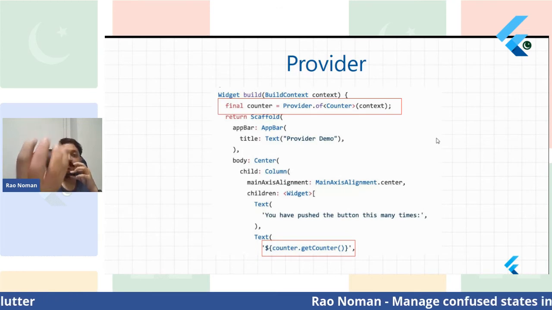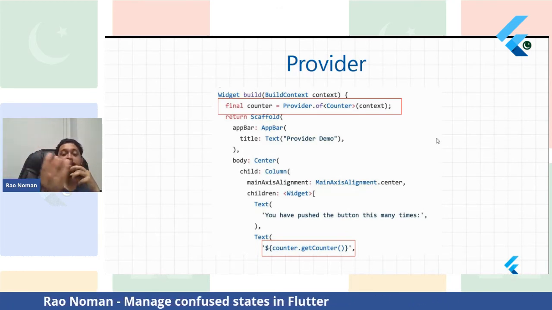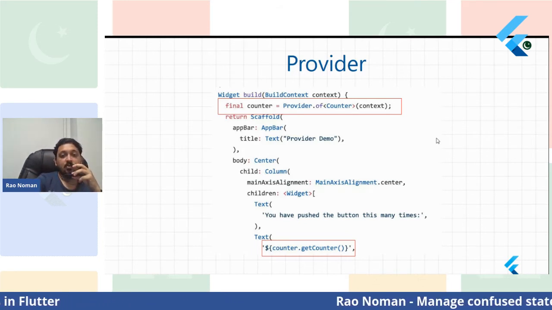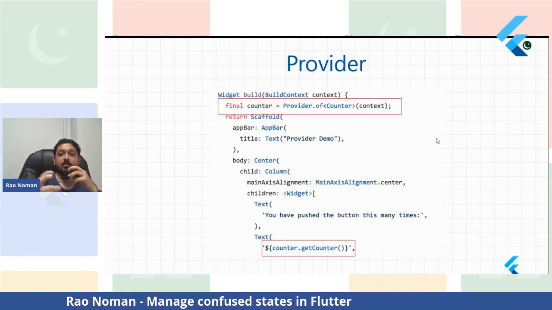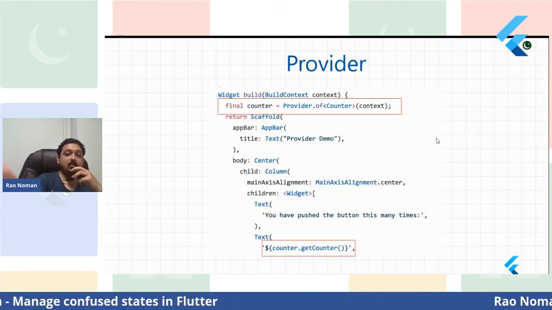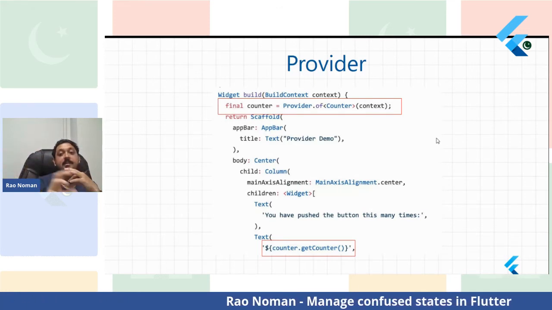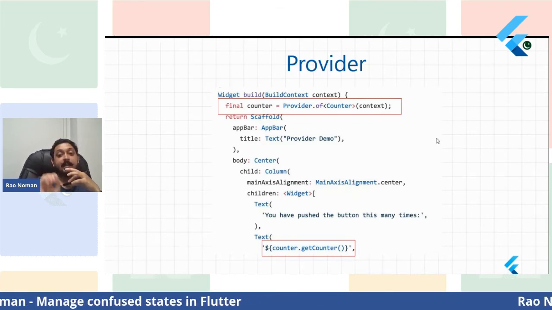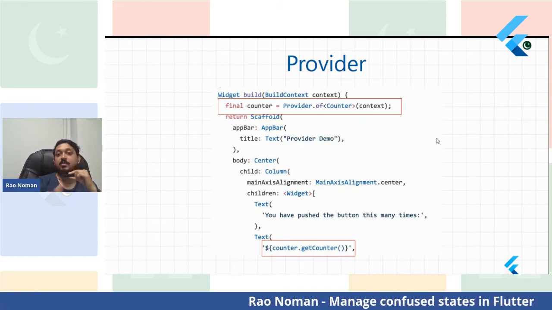Basically, the context is used to identify from which widget the change call comes from the state, right? So when it goes down to the text where we need to read the counter value, it takes the counter and gets the counter value. That's a property which will return the value of the counter any time I need it.